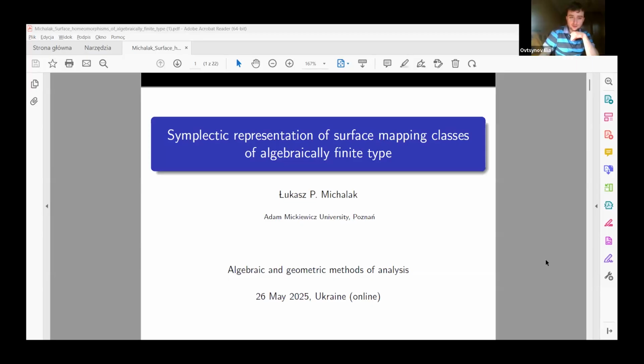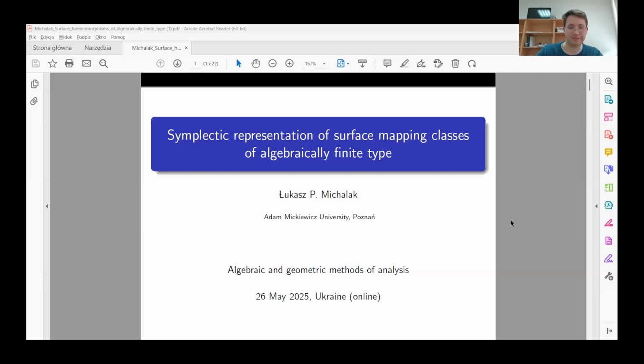Yes, so our next speaker is Łukasz Michalak. Yes, Michalak, yes. Michalak. Yes, I'm very sorry. No, problem. And he is going to tell us about symplectic representation of surface mapping classes of algebraically finite type. So, Pan Łukasz, let's start.